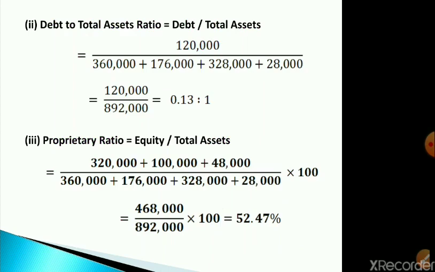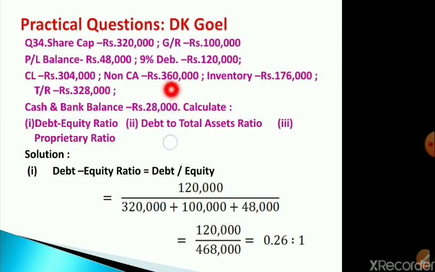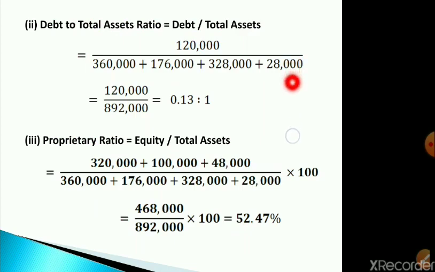Next we'll find debt to total assets ratio, that is equal to debt divided by total assets. In the debt we'll have only 9% debenture, that is 1,20,000. In the total assets we'll have non-current assets 3,60,000, inventory 1,76,000, trade receivables 3,28,000, and cash and bank balance 28,000. So we'll add these four amounts in the total assets. Total of debt is 1,20,000, total assets is 8,92,000. Dividing these two, our answer is 0.13 is to 1.